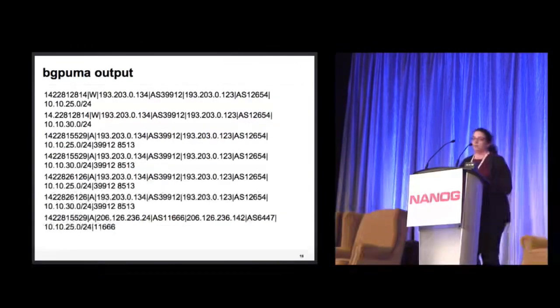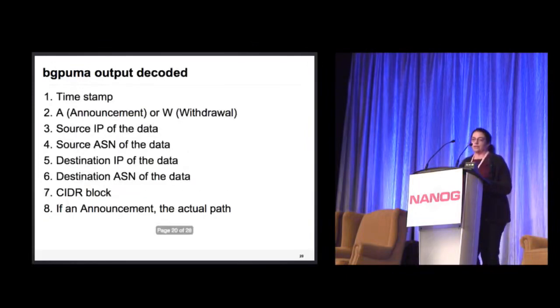And so there's the output for an extended run. And the output is explained. It's actually in the documentation exactly what it looks like. The timestamp the route announcement was seen, an announcement or withdrawal, the source IP, the source ASN, the destination IP and the destination ASN, the CIDR block, and if an announcement, the actual path.